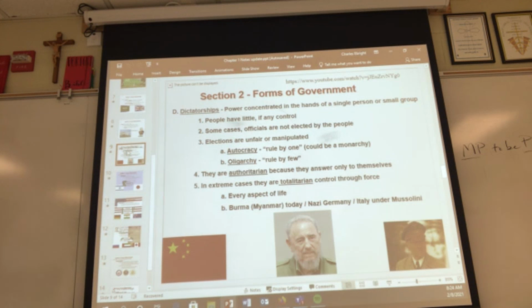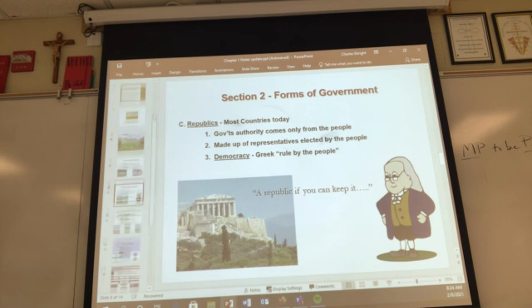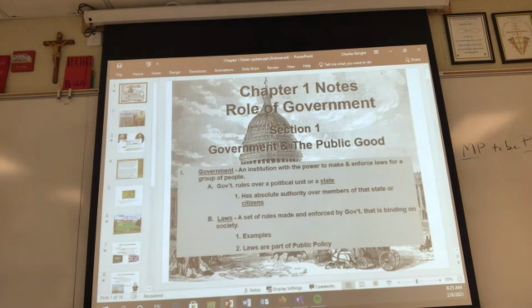Democracy is simple, ruled by the people. And I got dictatorship on there again. Government, simple definition here on the first page: an institution with power to make and enforce laws for a group of people.